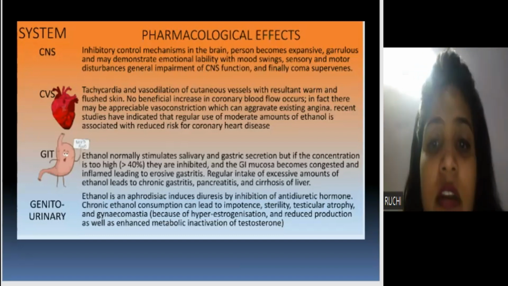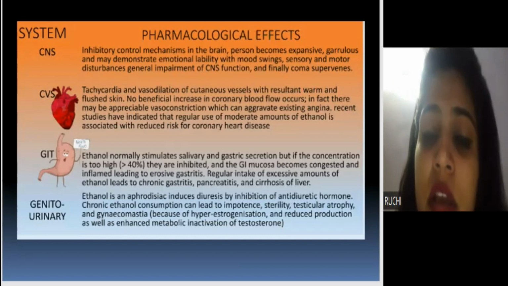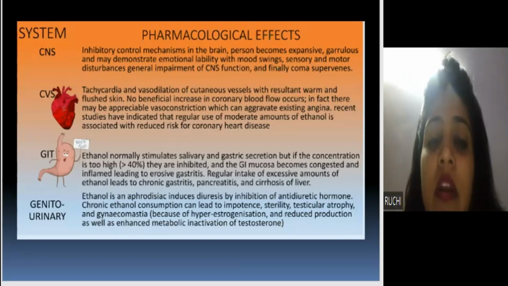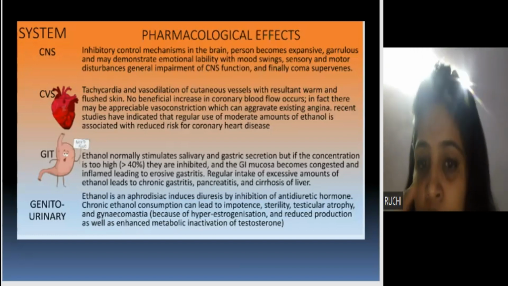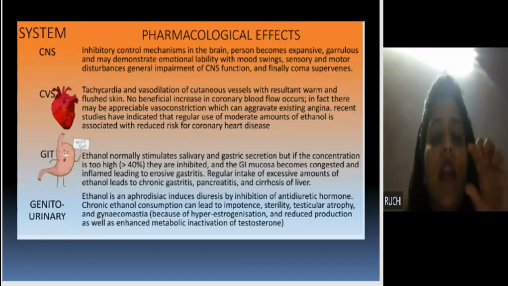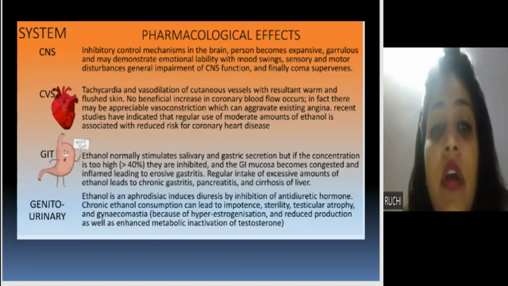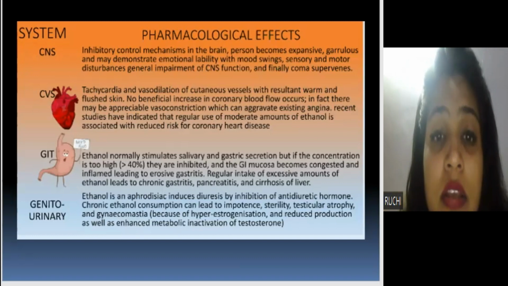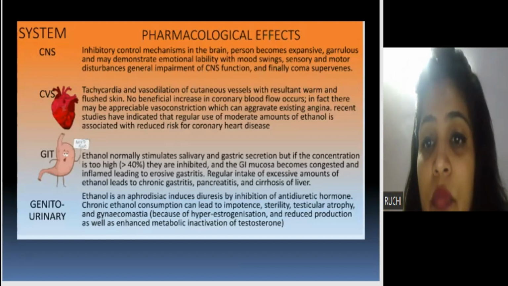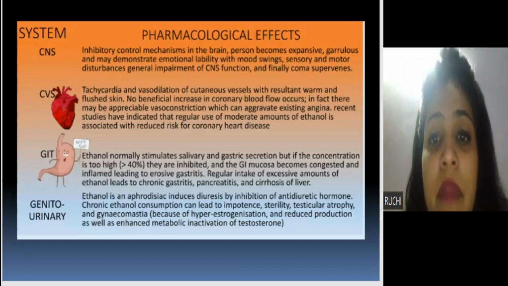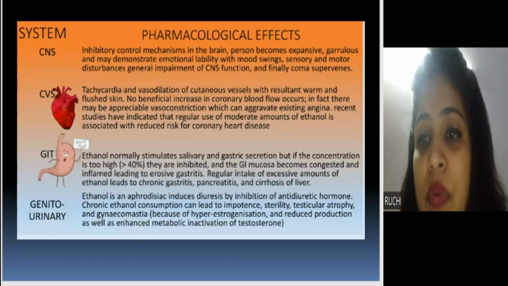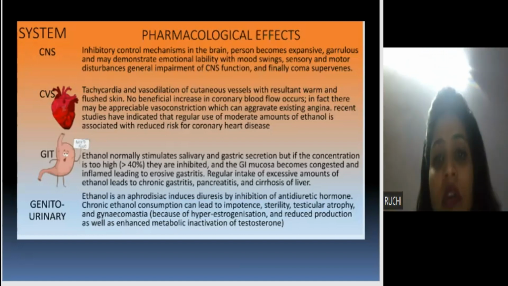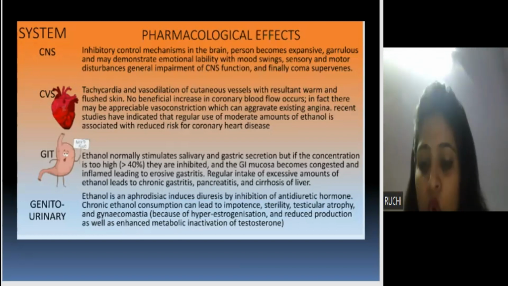Recent studies have indicated that regular use of moderate amounts of ethanol is associated with reduced risk of CHD. So this data is quite controversial. We don't know, but yes, of course, alcohol in a lesser amount taken regularly might prove cardioprotective if we take it in moderate amounts. CNS, it has inhibitory control mechanism in brain. The person becomes expansive and may demonstrate emotional lability with mood swings, sensory and motor disturbances, general impairment of CNS function, and finally coma supervenes.